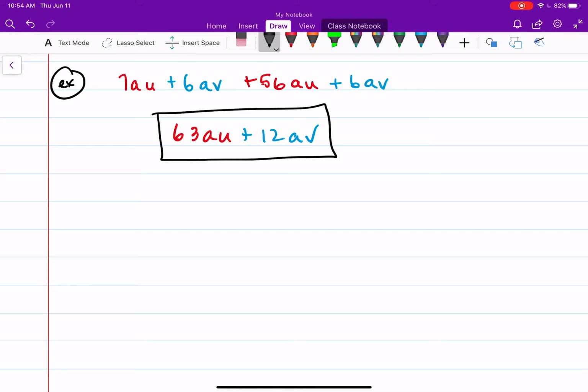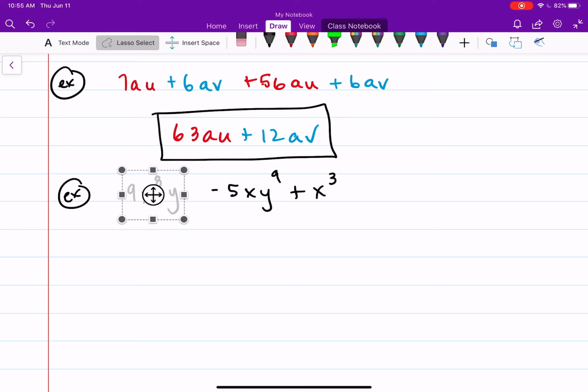So you're like, okay, what about powers? Let's say I have an example that says 9x to the 8th y minus 5x y to the 9th plus x cubed. If I want to find like terms of the 9x to the 8th y, I have to have another term that will have x to the 8th y. If I don't, then they're not like terms. And I don't have another x to the 8th y.